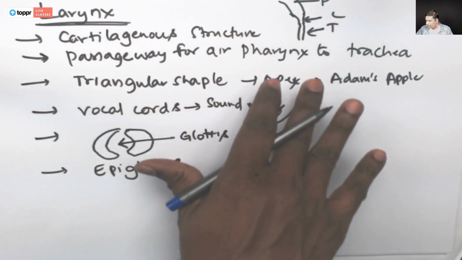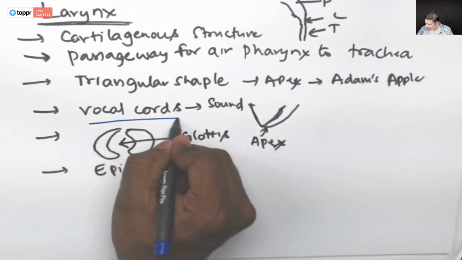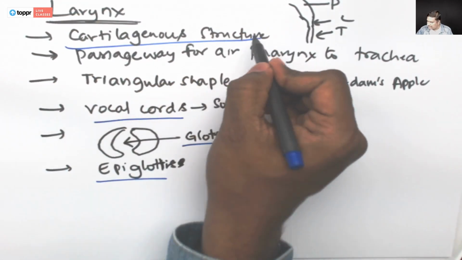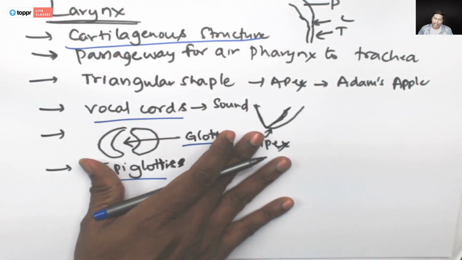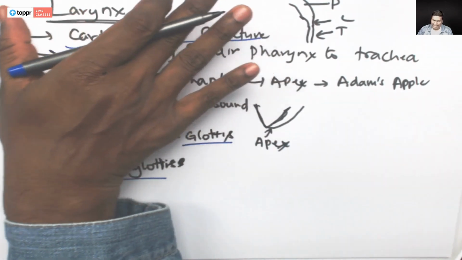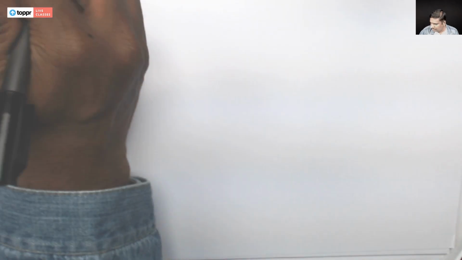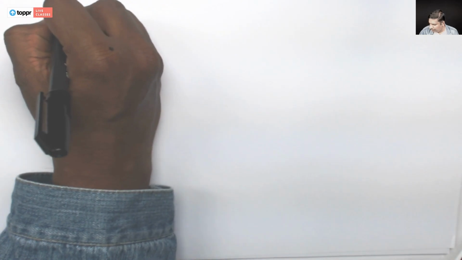All these components that we discussed, whether it is the vocal cords, the epiglottis, the glottis, or the cartilaginous structure, everything will come under your larynx region. The entire thing will come under your larynx region. Okay, so once we move past the larynx region, we move into the trachea.